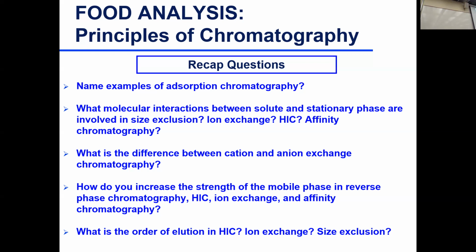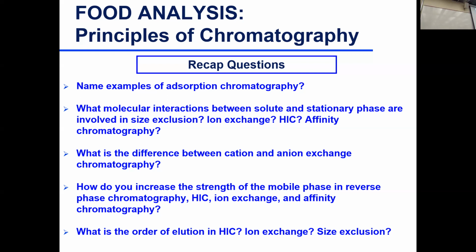I know you know, but go ahead. Affinity chromatography is also adsorption. It is another one. And partition chromatography is a different category. Partition chromatography is when you have two liquids and the solutes partition between the two; stationary and mobile phase are both liquid. Adsorption is when the stationary phase is solid.